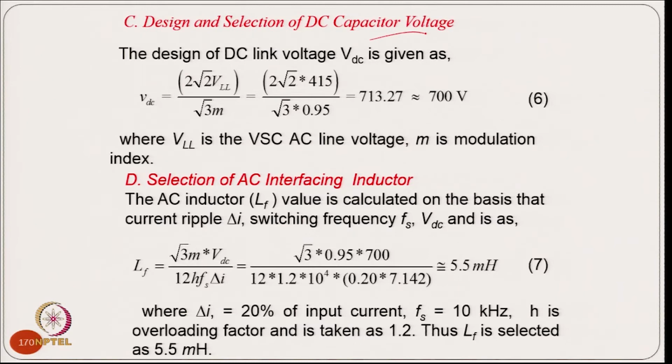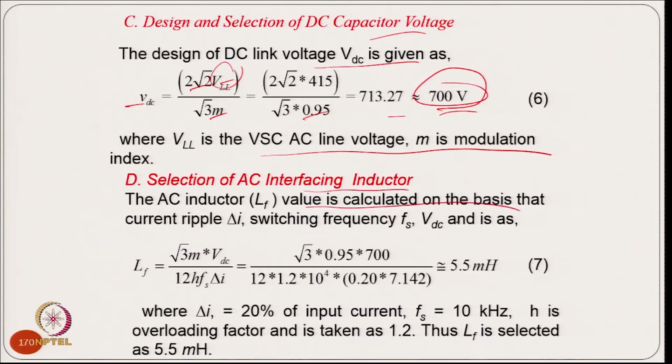Now, the design and selection of the DC link capacitor voltage. The capacitor voltage is calculated from the relation of the line voltage divided by the modulation index. Putting in the values we get 703, and we select 700 volt, where VL is the VSC AC line voltage and M is the modulation index. The interfacing inductor is calculated based on the ripple current, switching frequency and DC link voltage, from the standard relation for a 3 phase grid interface. Putting in the values we get 5.5 millihenry, where the ripple current is considered 20%, the switching frequency is 10 kilohertz and the overloading factor is 1.2, and LF is selected as 5.5 millihenry.